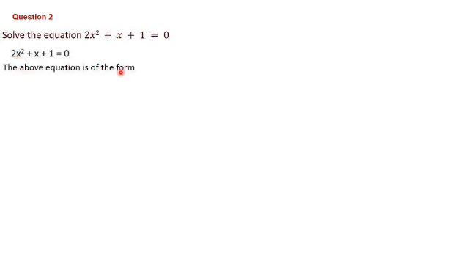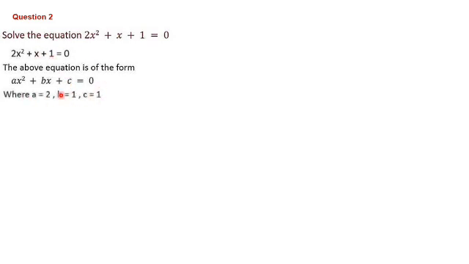Next we shall discuss question number 2. The question is: solve the equation 2x square plus x plus 1 is equal to 0. Given equation we have written. The above equation is of the form ax square plus bx plus c. Comparing with the general form, a we can write as 2, b we can write as 1, c we can write as 1. That is written.